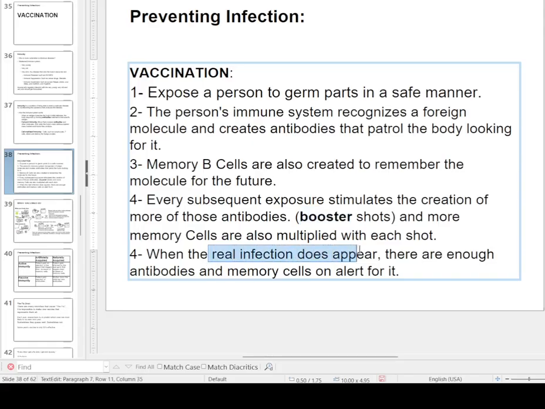So the real infection finally does appear, like they finally get exposed to the real thing. But now that there are these antibodies for that surface protein that have already been created, the immune response is so overwhelming that these viruses don't have a chance to take root and build a colony.